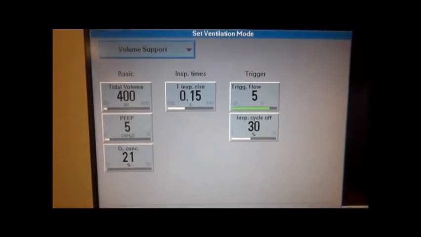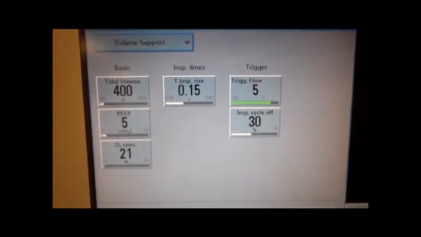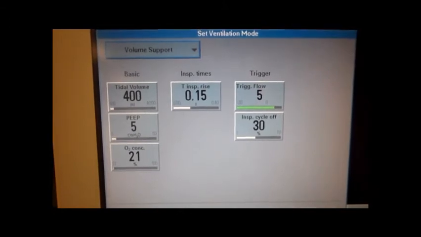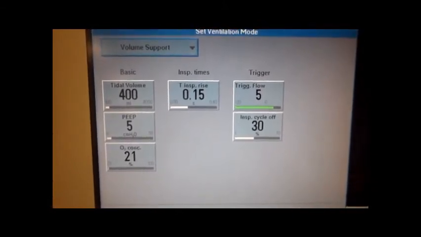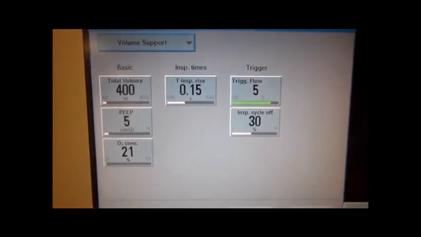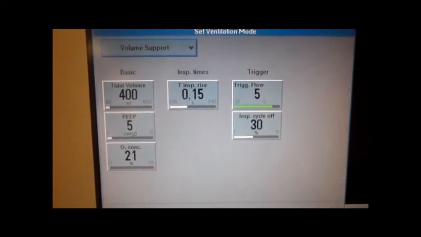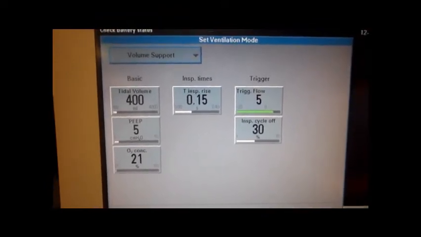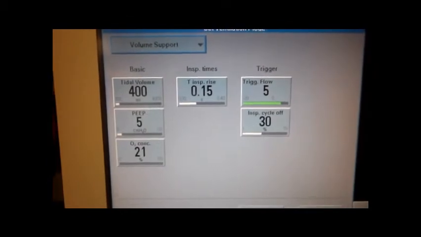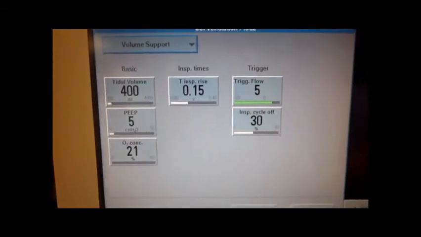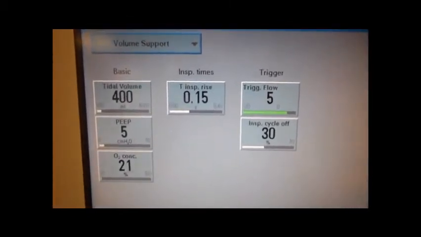The rise time can be adjusted to lengthen or shorten your E time, considering the patient's underlying disease. An example would be COPD needs a longer E time. Your FiO2 is set according to the patient's O2 saturation. Your PEEP is set to 5 to compensate for the lost FRC from the ETT.